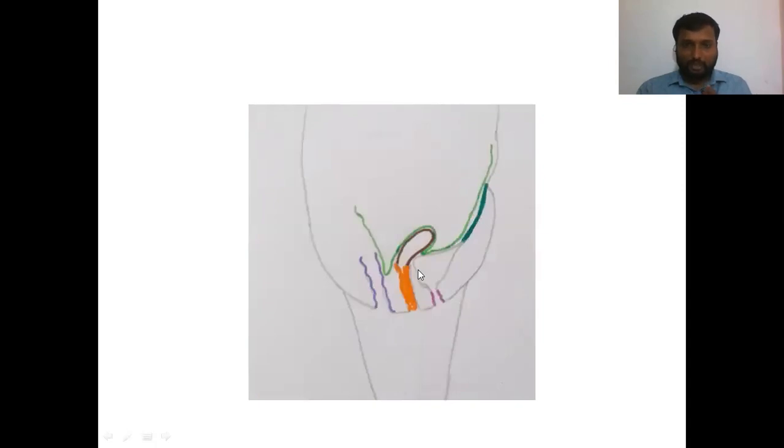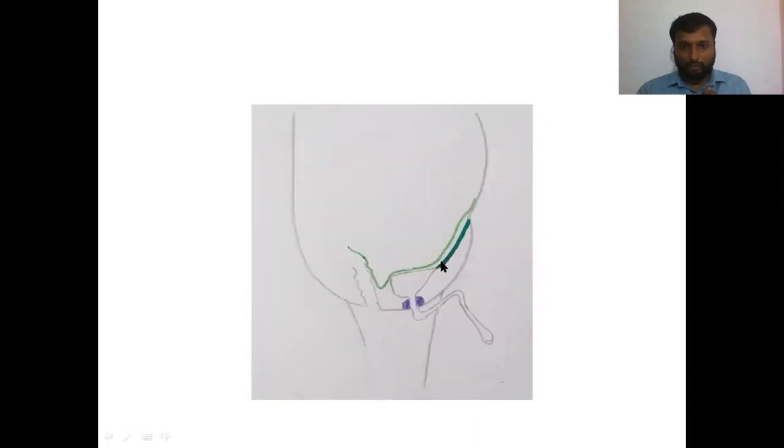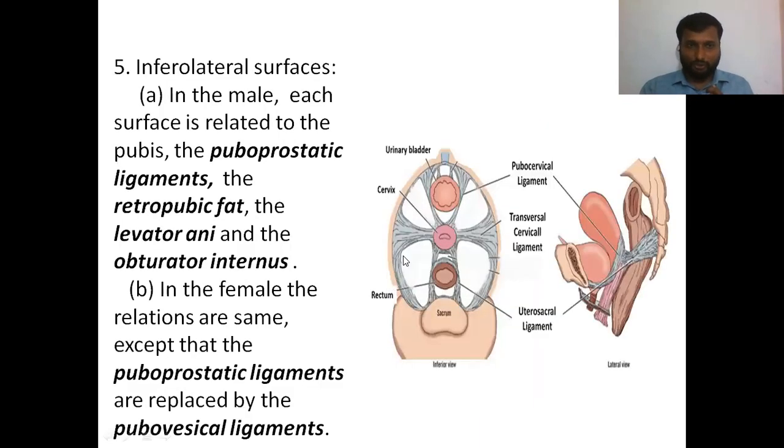Now we see in case of females. So here also we have to identify the superior surface. See, this is the superior surface here. Only the anterior part is covered with this peritoneum, and the posterior part of the superior surface is related to this uterus. The superior surface in females is related to peritoneum and uterus, but in males, it is related to the peritoneum. So the superior surface is clear.